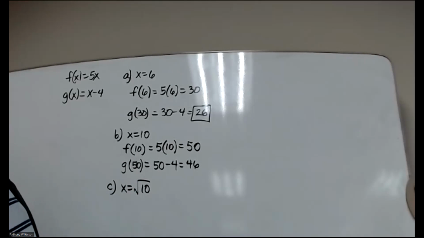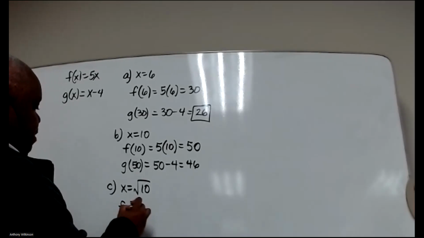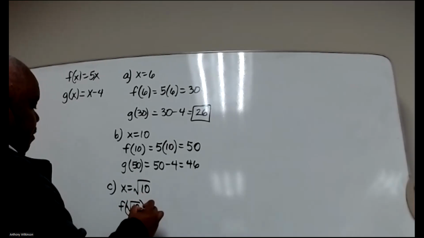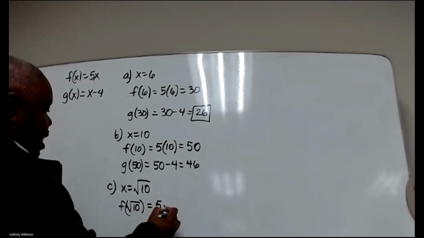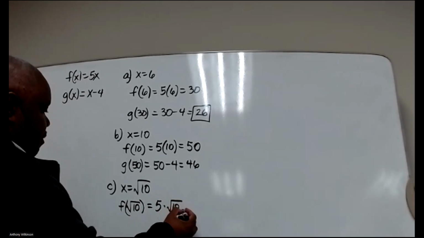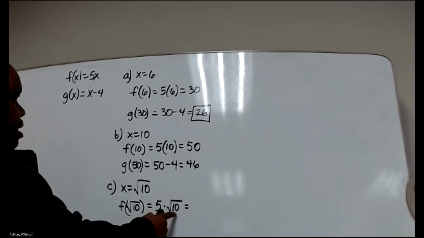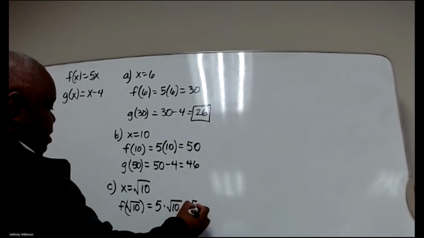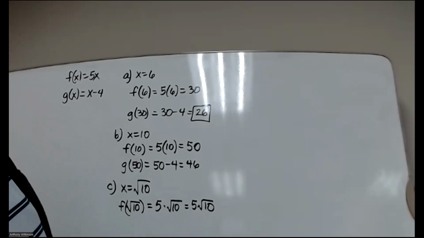Here we got x is equal to the square root of 10, and we want that final output. So in this case, f of the square root of 10, and x is equal to the square root of 10. So this will be 5 times the square root of 10. And really, we're not going to be able to multiply 5 times the 10 because the 10 is underneath the radical. So we'll just have to write it as this. Five square root of 10.